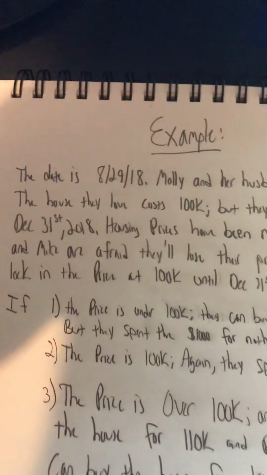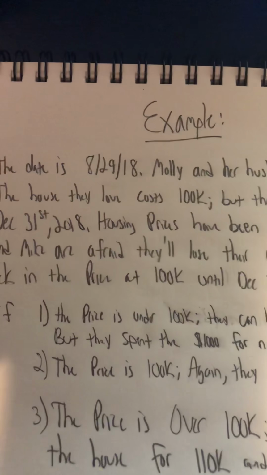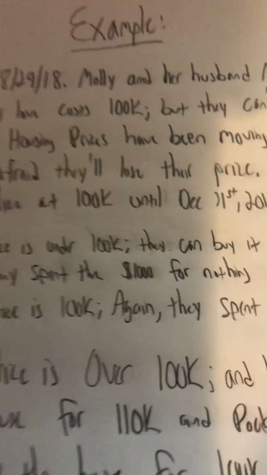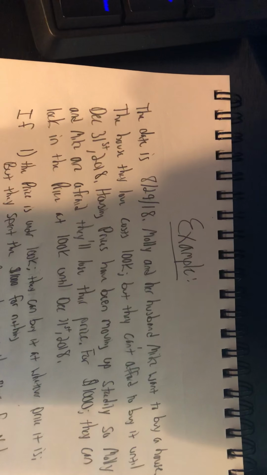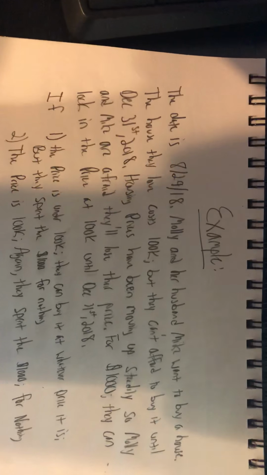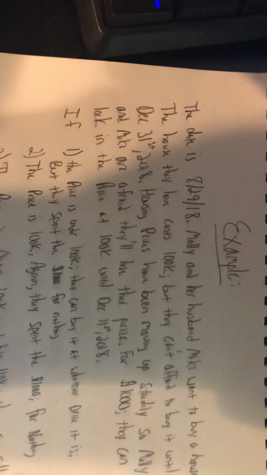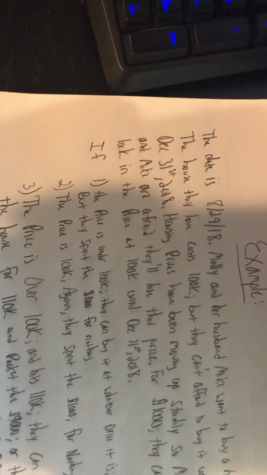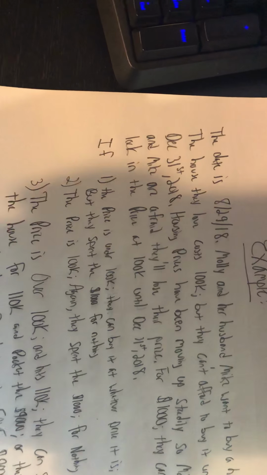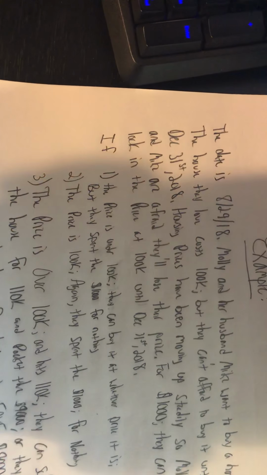So Mike and Molly, husband and wife, both want to buy a house. The house they love costs $100,000, but they can't afford to buy it until December 31st, 2018. So basically, the housing prices have been moving up steadily. I mean, this isn't true, but it could be. In this hypothetical situation, the housing market is moving up steadily.